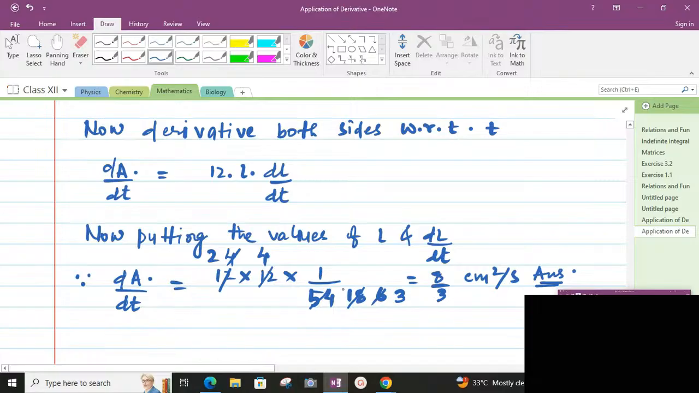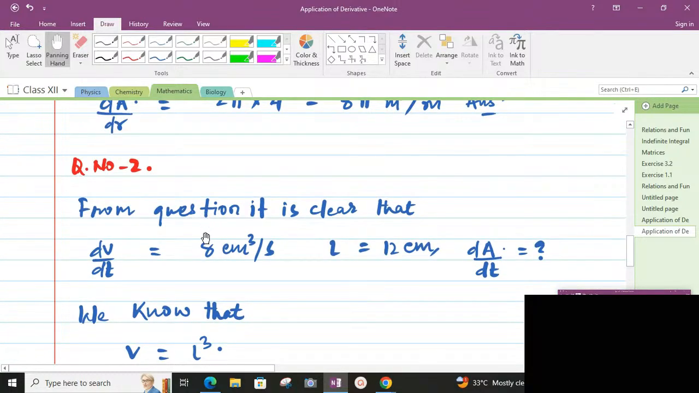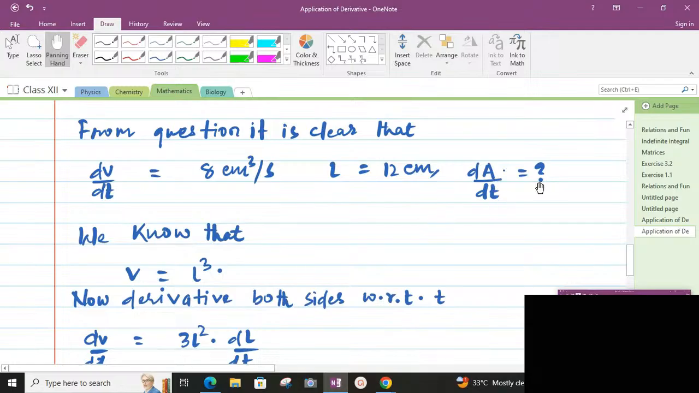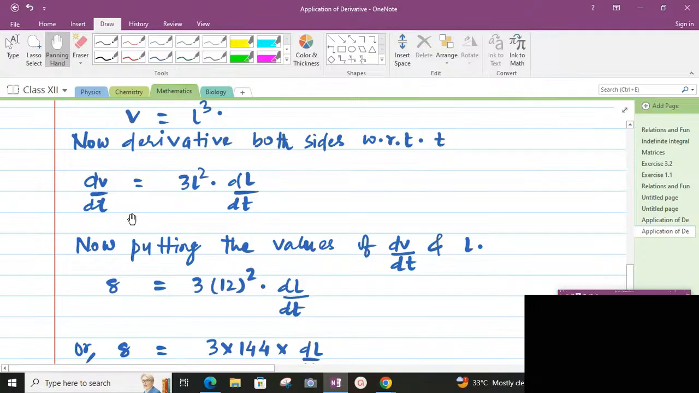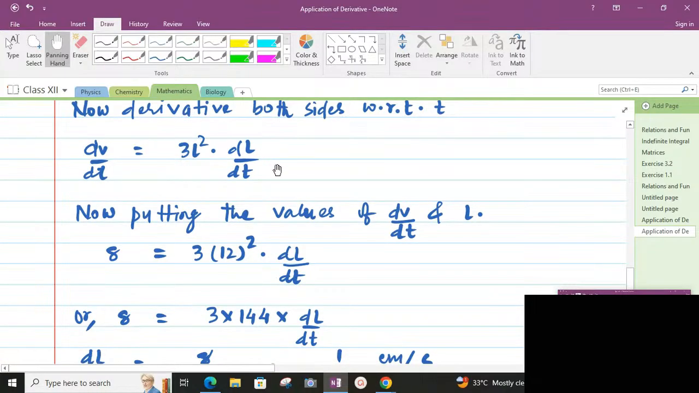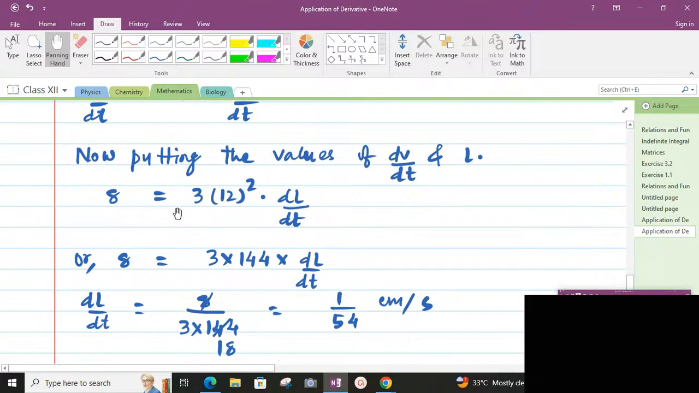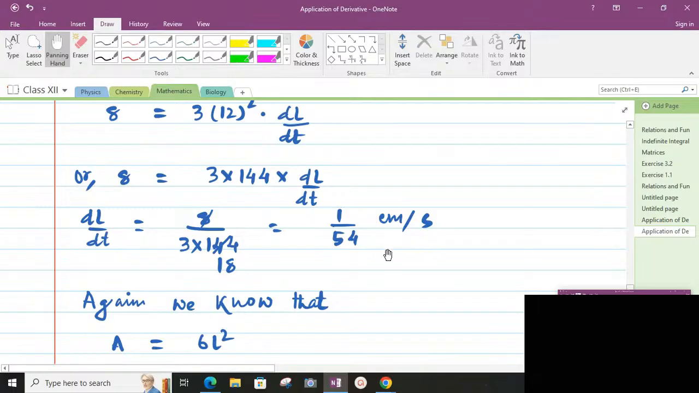Hope there is no problem understanding the solution of this question. Let's see once again. This is the solution of question number 2. From the question it is clear that dV/dt is given as 8 cubic centimeter per second, L is 12 centimeter, and dA/dt equals what? We know that V equals L³. Now take the derivative of both sides with respect to t. Therefore dV/dt equals 3L² dL/dt. Now putting the values of dV/dt and L, we get 8 equals 3 into 12 square into dL/dt. So after the simple calculation, we get 1 by 54 centimeter per second.